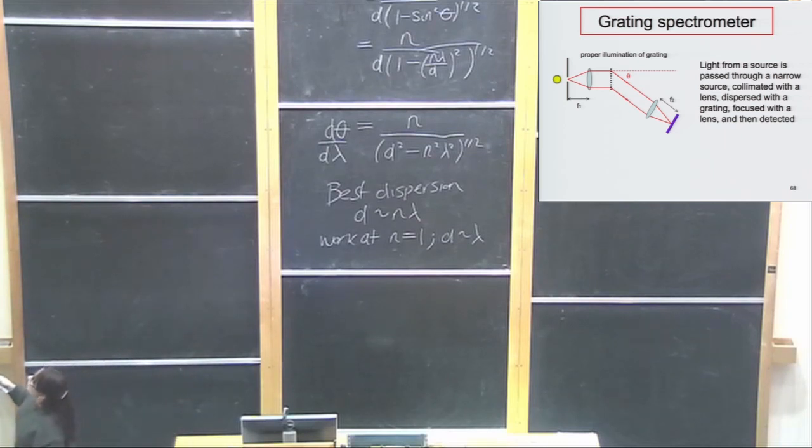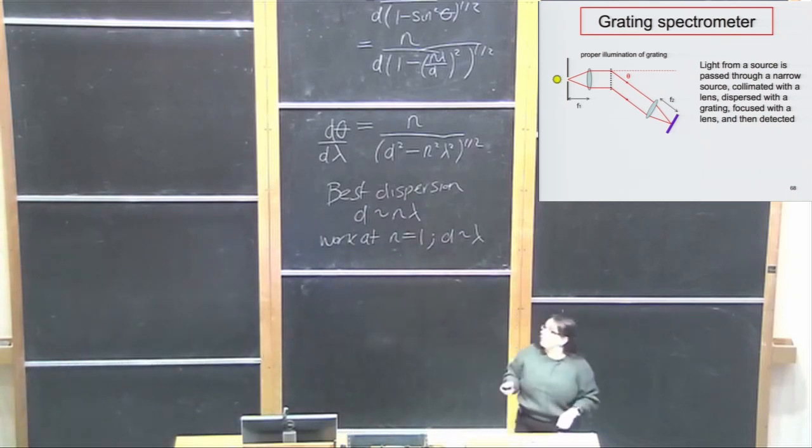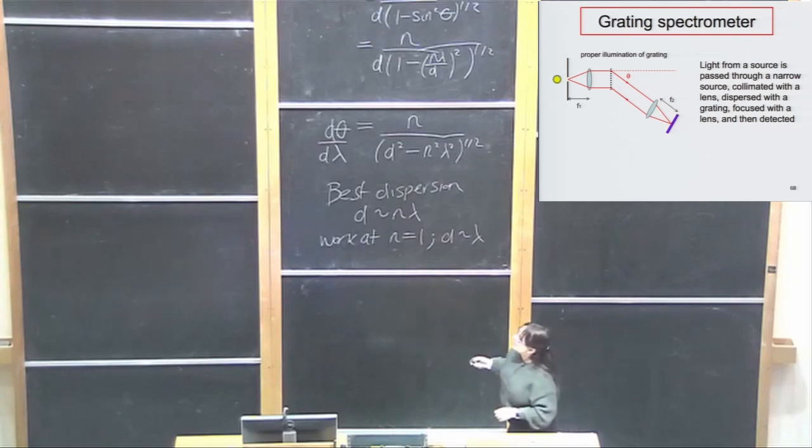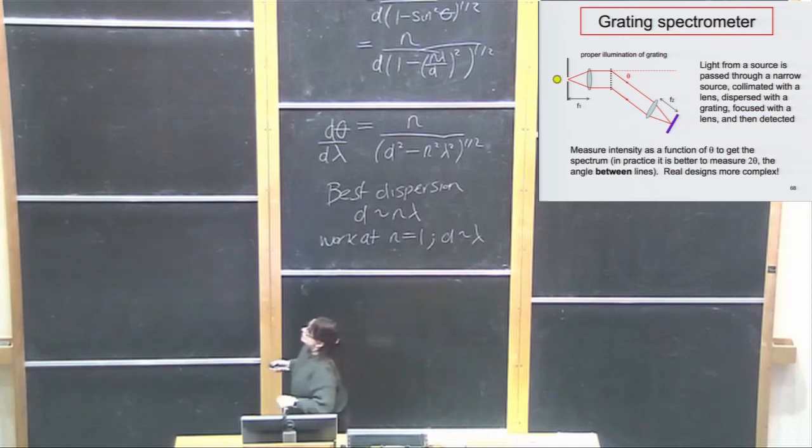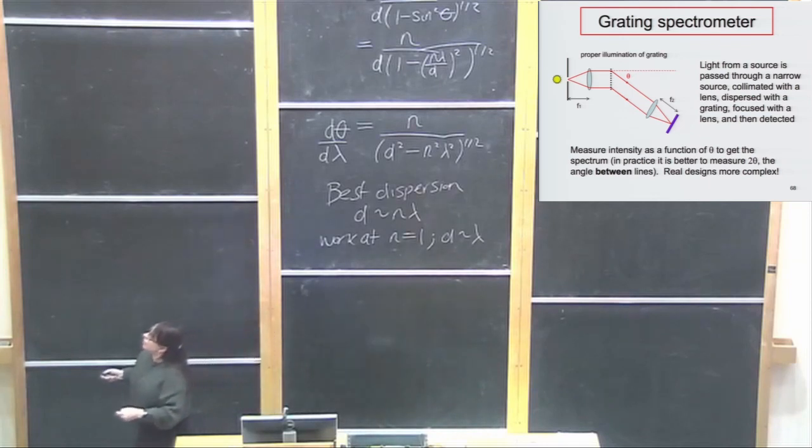I'm going to then use another lens, rather than observe at very large distances, to focus onto a screen or onto a detector, a piece of photographic film, or what have you. So this is the basic setup that you want to use. And then in practice, you're trying to measure the intensity of the light as a function of theta so that you can figure out what the wavelengths are.